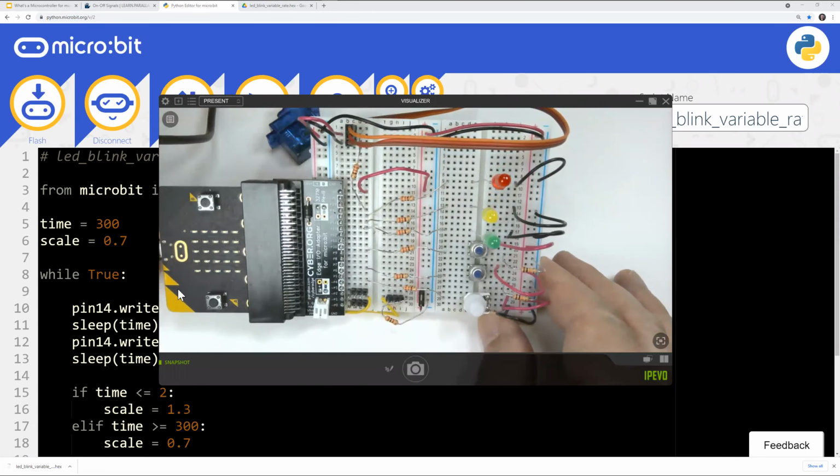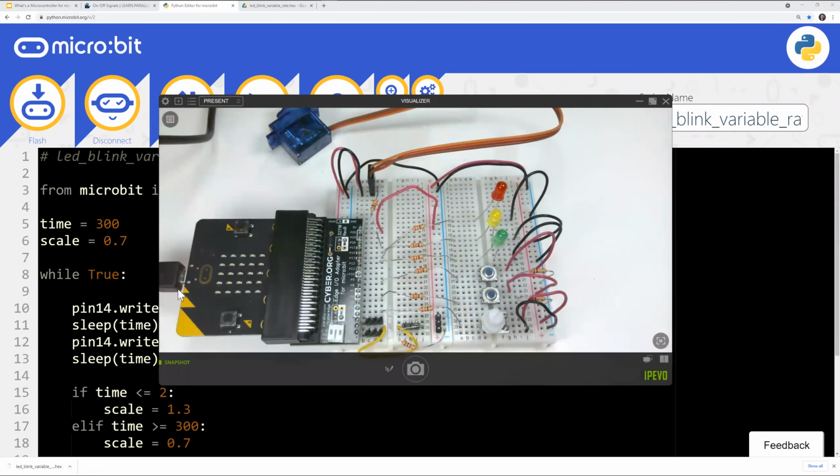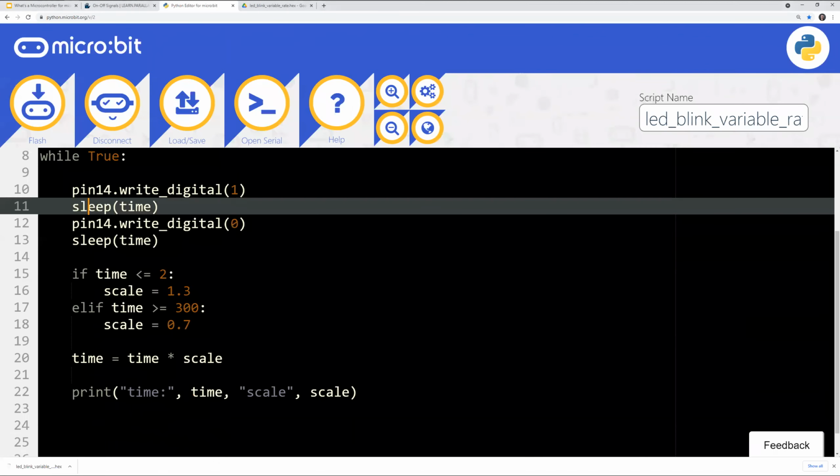Yeah, so video wise, I won't be able to show it to you, but basically it blinks faster and then slower and then faster and slower repeatedly.